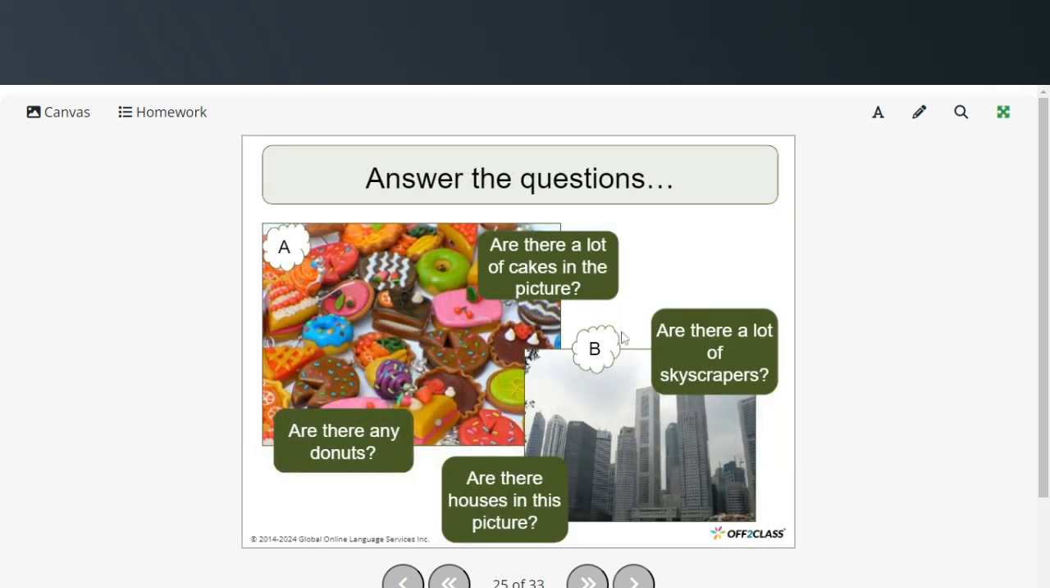Now answer the questions. Are there a lot of cakes in the picture? Yes, there are a lot of cakes. Are there a lot of skyscrapers? Yes, there are a lot of skyscrapers. Are there any donuts? Yes, there is a donut. And are there any houses in this picture? No, there aren't any houses.